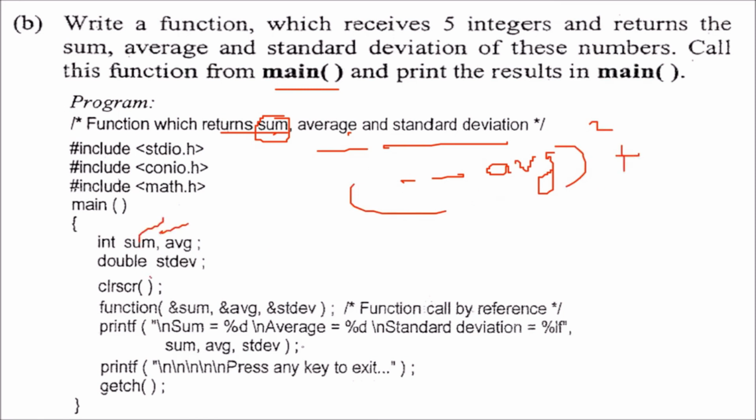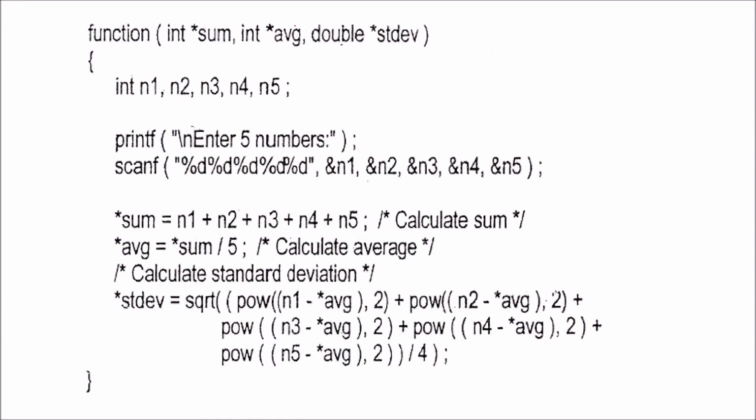So this is sum, average, and double we take for standard deviation. We pass these to sum, average, and STDV. Why? Because we want the change to be seen here. And we print these values and come out. So we have to concentrate on how this function works. We are passing the addresses, the address of sum, so we have to have a pointer here.